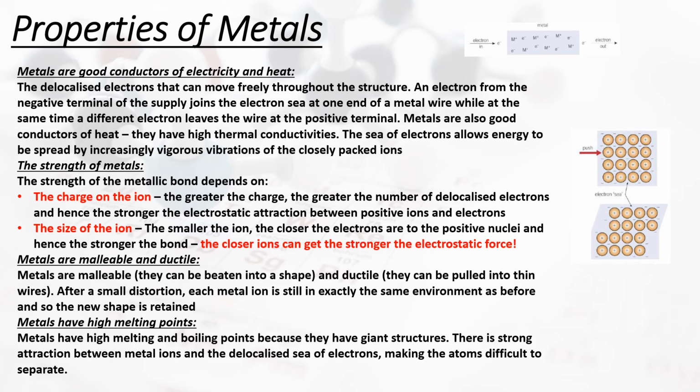And metals also have very high melting and boiling points because they have these giant structures, these giant lattices that extend infinitely in 3 dimensions. There's really strong attraction between the metal ions and the delocalized sea of electrons, and it makes the atoms very, very difficult to separate. We have to put lots and lots of energy in to separate them, and hence they have very high melting points.